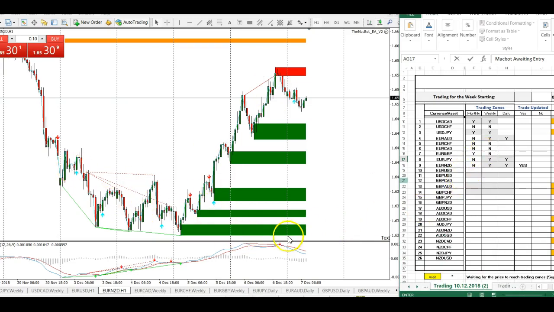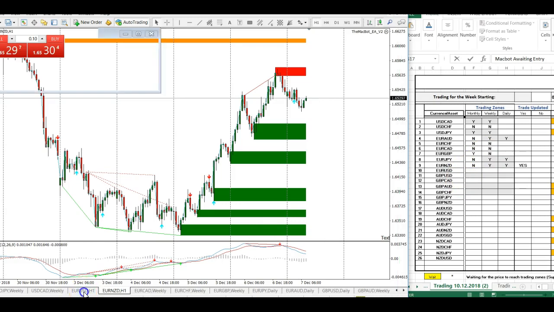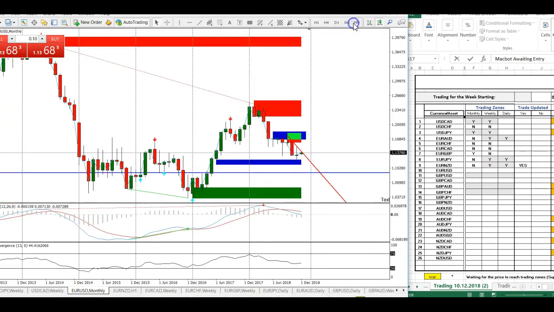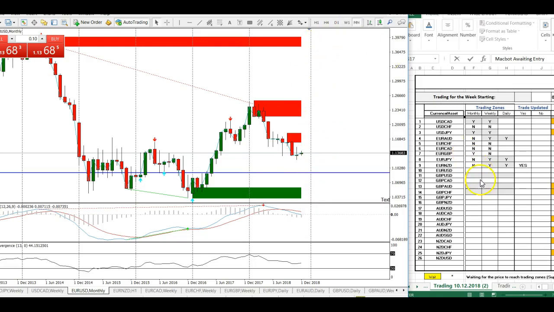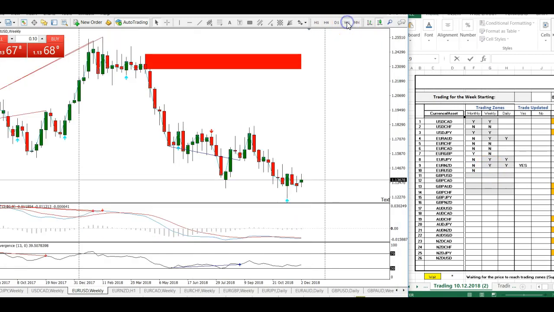Okay, so next asset is EURUSD. First question. Let's move all these. Are we at a monthly? No. No. Next question, weekly, are we at a weekly? No, so no trade. Okay, move on to the next asset.